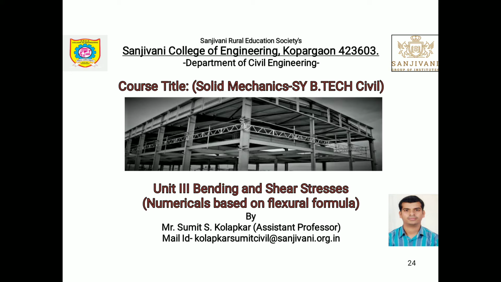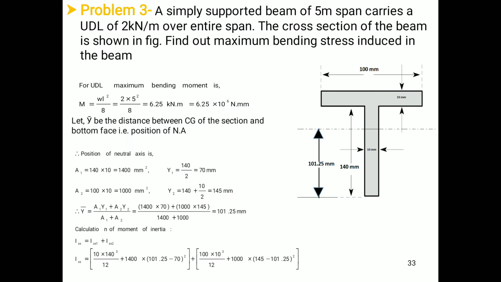In today's lecture again we will discuss the numericals based on the flexural formula. We have numerical 3 and the statement of it is as follows. A simply supported beam of 5 meter span carries a UDL of 2 kN per meter over the entire span. The cross section of the beam is as shown in figure. Find out the maximum bending stress induced into the beam.